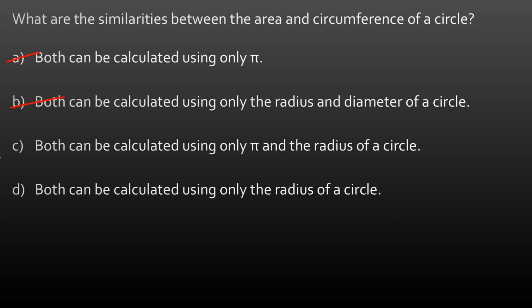Remember that even though my circumference is pi times diameter, if I'm given the radius of a circle, which is say 2, all I need to do is multiply my radius by 2 to figure out my diameter, which then I can solve for. So you actually can solve circumference problems using a radius, which is why both can be calculated using only pi and the radius of a circle is correct.